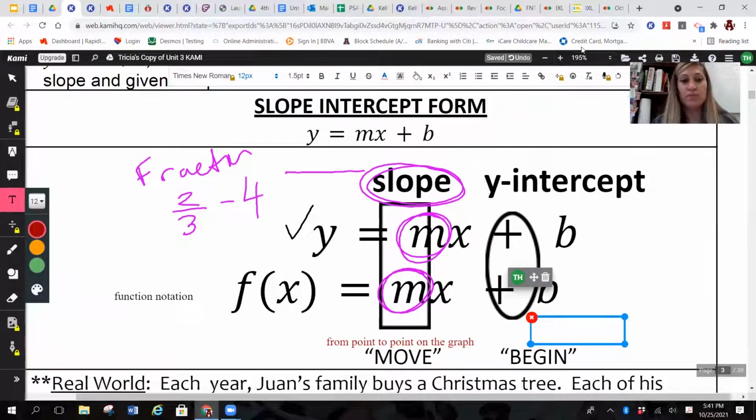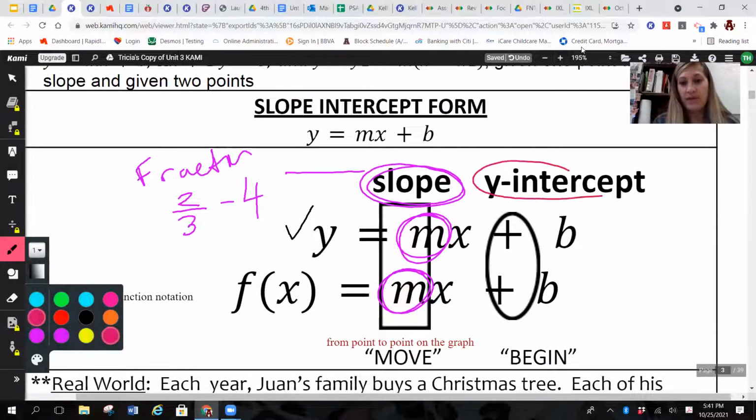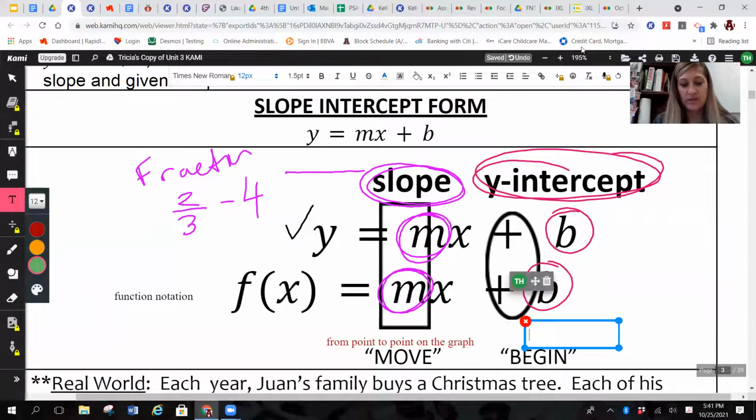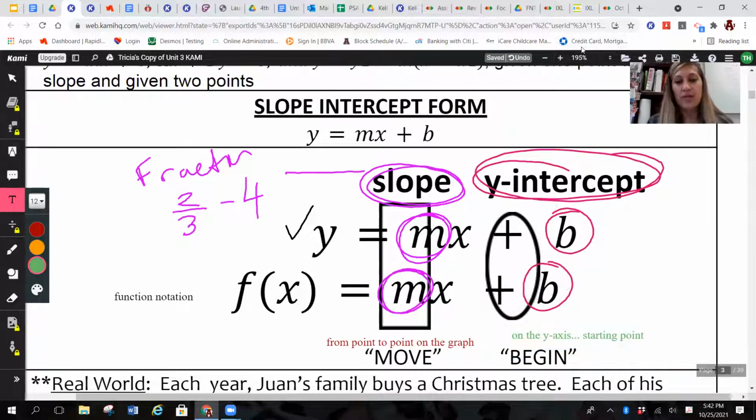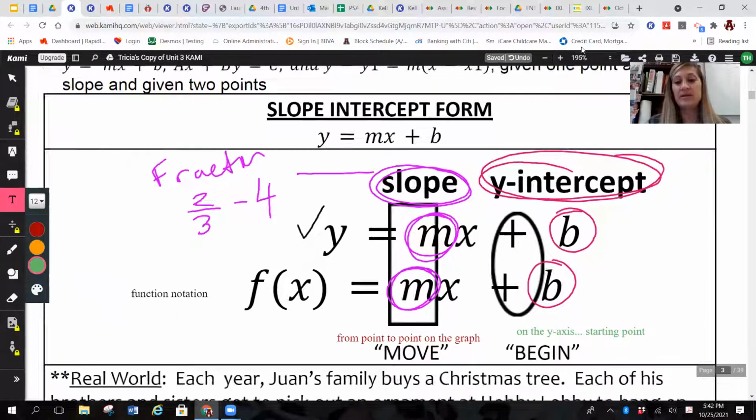And the b value, notice right here, the b value is my y-intercept. So the y-intercept is where you begin on the y-axis. It's your starting point. And all of this is going to feel a lot better once we actually do an example together. The main thing we need to know today is we're going to write equations of lines in multiple ways. The favoritest way is y equals mx plus b, where m is the slope and b is the y-intercept.